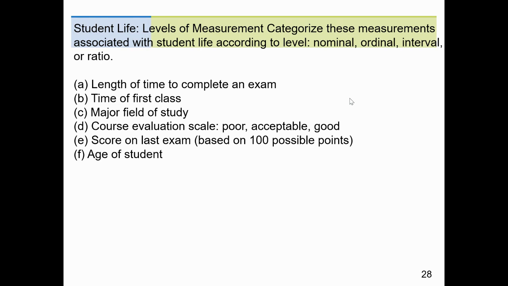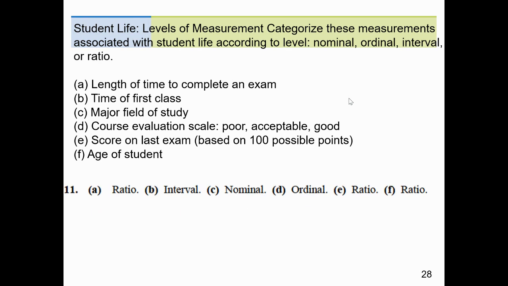If I can't order it, I can't go further up the scale. It's just a label. Poor, acceptable, or good. It's like having 1 star, 2 star, 3 star. That's the ordinal level of measurement. Your score on the exam: there could be a zero, so we're at the ratio level of measurement. If someone scored a 75 and somebody else scored a 50, the person that scored a 75 did 1.5 times as well. Ratio level of measurement. Age of student: if someone is 15 and somebody else is 30, obviously the person that's 30 is twice as old. Ratio level of measurement.